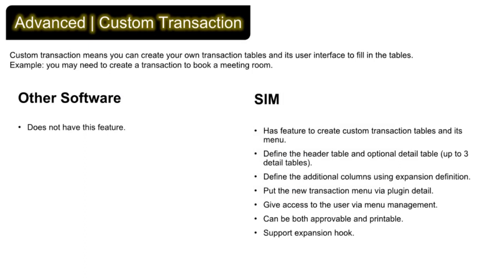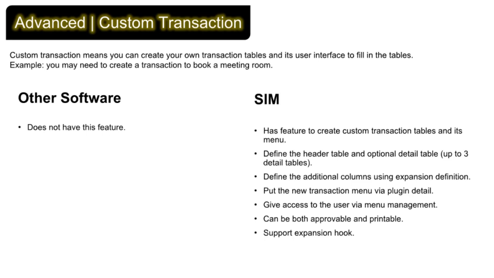To create a custom transaction, define the header table and optional detail tables. You can use up to 3 detail tables. As usual, you define the additional fields using expansion definition against your new header and detail tables. Once done, as with the custom master, create a brand new menu such as room booking via plugin detail. Restart SIM and go to menu management to give access to this new menu to a role. Log out and log in again and test your room booking transaction.